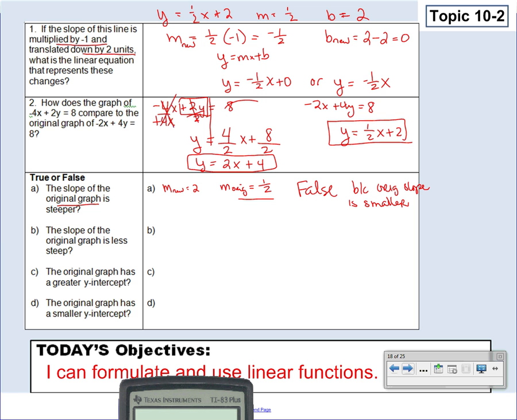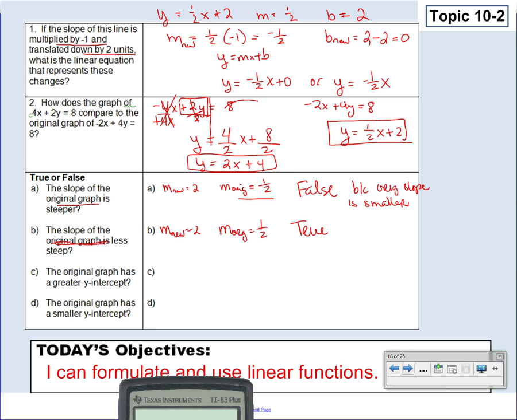So number 2, the slope of the original graph is less steep. Again, it's asking about the slope of the original. My new slope is 2. The original is 1/2. This is saying the original is less steep, which means the value should be less than the new, and so this one is true.